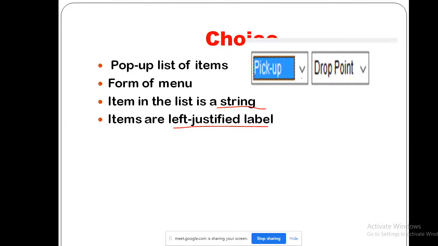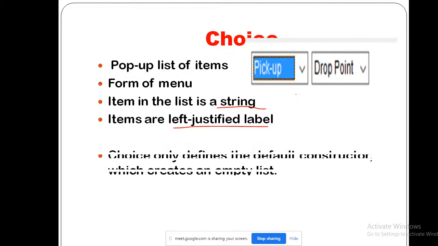If you want to see the remaining items, you need to click on this drop down arrow. Afterwards it gives the pop-up menu, and from that drop down list you can select the item. Also, choice supports selecting only one item at a time, but our list supports multiple items.